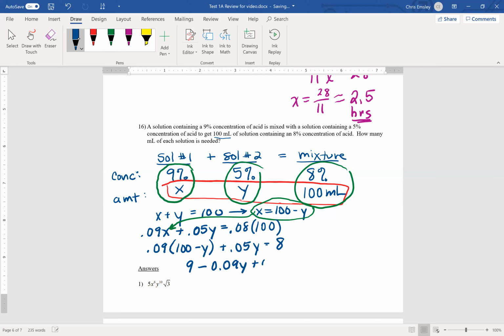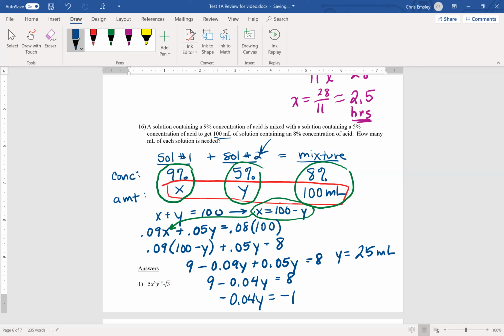Combine our 2 like terms. Subtract the 9 from both sides. And then divide both sides by that negative 0.04, and we get y equals 25. Okay, this is a word problem, so we want to label our answers. This is the amount. So it's 25 milliliters, and y was of the 5% solution.